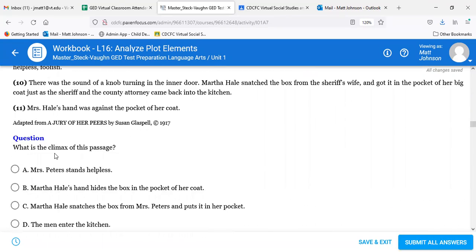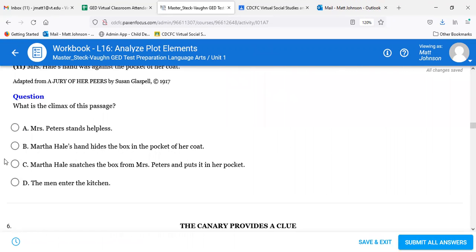All right. Etta, you want to take number 5? What is the climax of this passage? A, Mrs. Peters stands hopeless. B, Martha Hale's hand hides the box in the pocket of her coat. C, Martha Hale snatches the box from Mrs. Peters and puts it in her pocket. Or D, the men enter the kitchen.